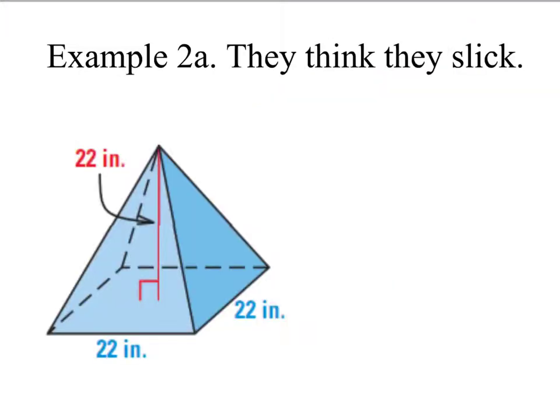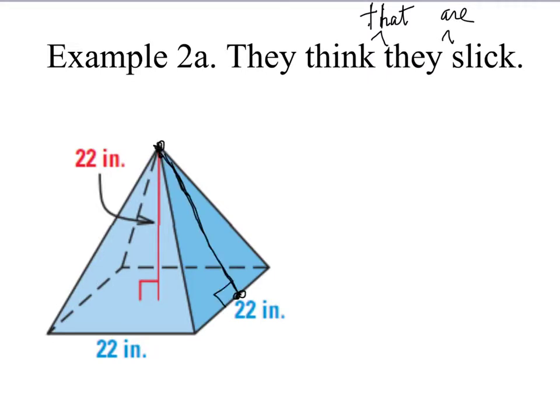So I just wanted to bring this up really quickly. Example 2a, I'm not going to work all the way through it because I don't want the video to be too long, but I want to point out they think that they can trick us here by not giving us the height of the triangle. So when I try to set up my lateral surface area, I know the base of my triangle, but I don't know what the height of the triangle is. Well, I actually can figure it out.